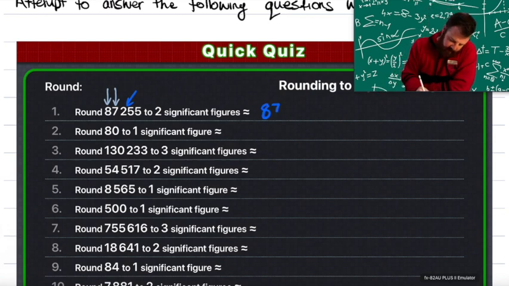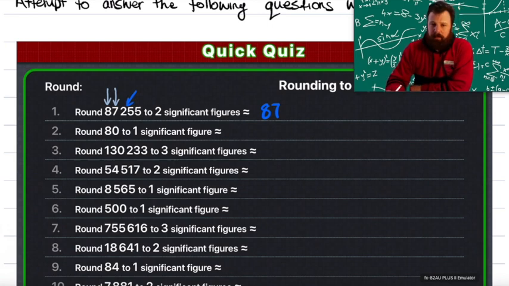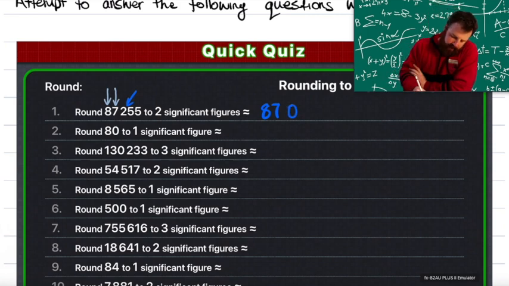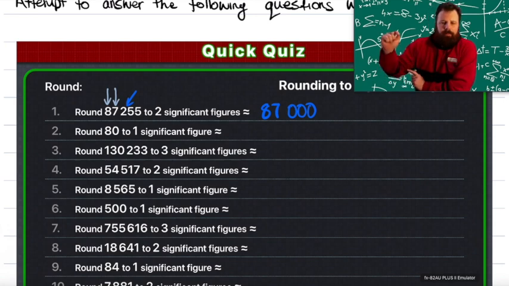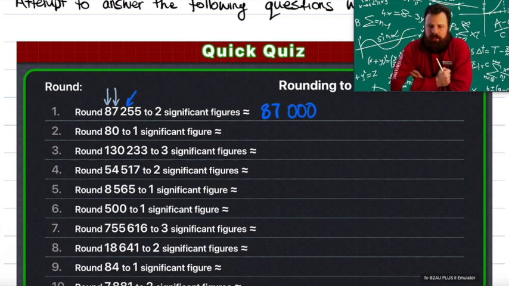So our answer is just 87, but it's not just 87, because remember 87 is not approximately equal to 87,255. We need our zeros in as our placeholders. So 87,255 is approximately equal to, or about, 87,000. All right, have a go at the rest of those 10 quick questions, and as always, the answers are at the end of this worksheet.